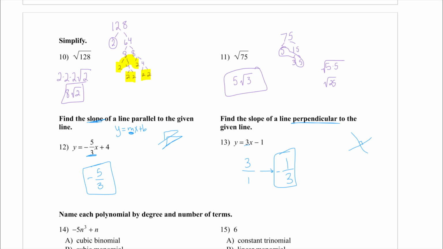So you just take whatever the slope they gave you is, and you make it the opposite reciprocal. So opposite meaning change the sign, and reciprocal meaning flip it over.